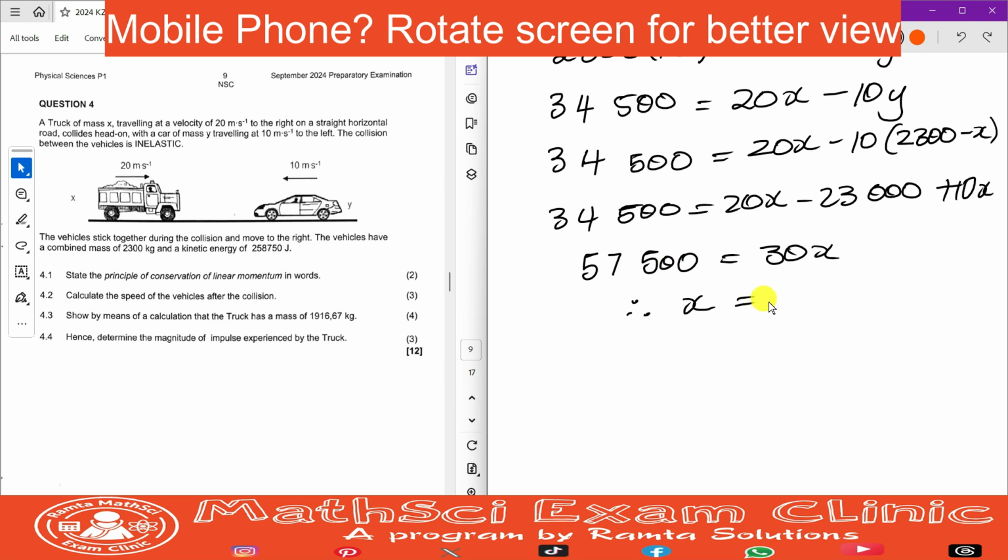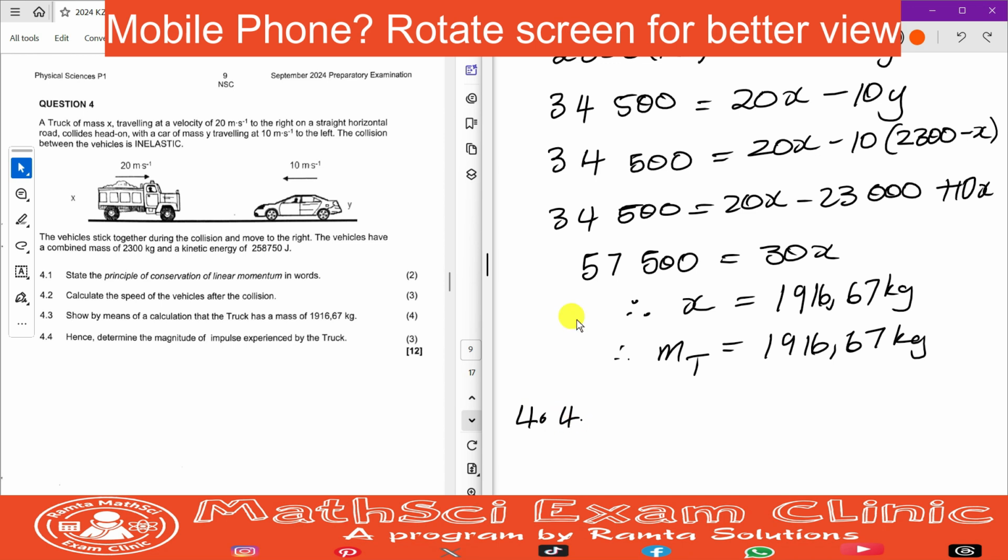Therefore, x equals 57,500 divided by 30, which is 1,916.67. Therefore, the mass of the truck is 1,916.67 kilograms. And this is exactly what we were supposed to prove.